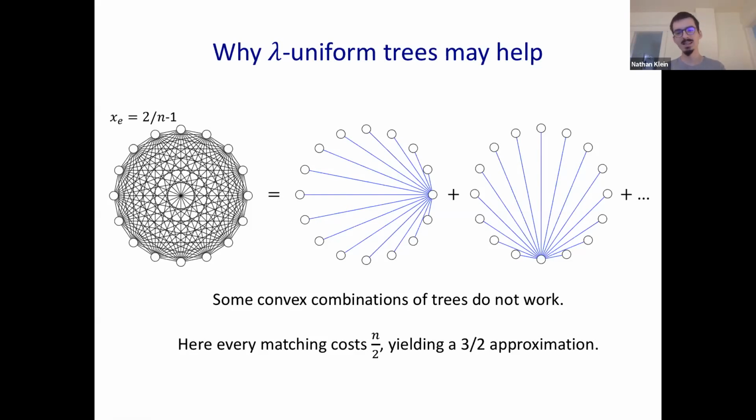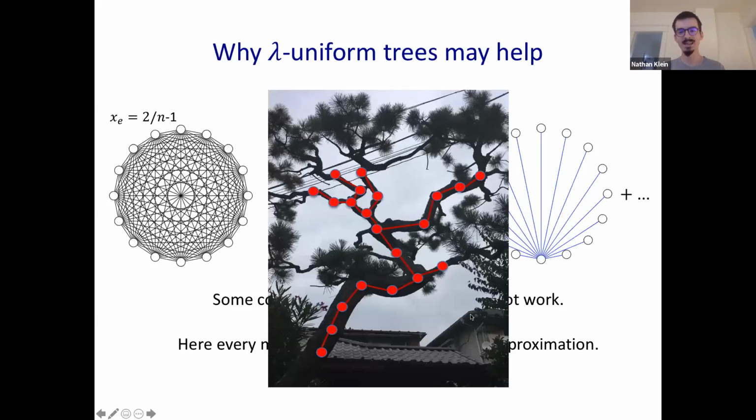But it seems like I kind of picked an adversarial distribution. So the hope is that if we pick a distribution which is entropy maximizing, we might on average get something better. And yeah, personally I think lambda uniform trees also turn out to look sort of less like stars and more like trees we find in nature.